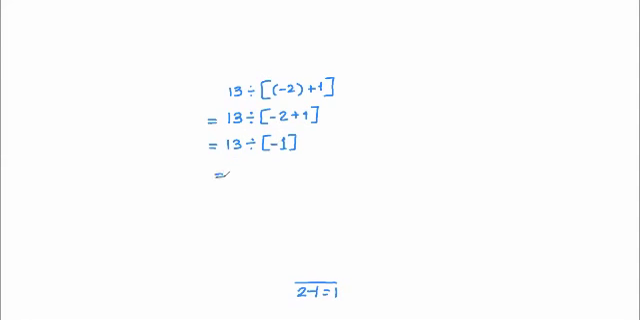Now 13 divided by minus 1, let's do the division of the weights. 13 divided by 1 is 13, and let's find the sign of the answer. Here it is plus, here it is minus. Different signs means the answer is negative. So the answer of this is minus 13.